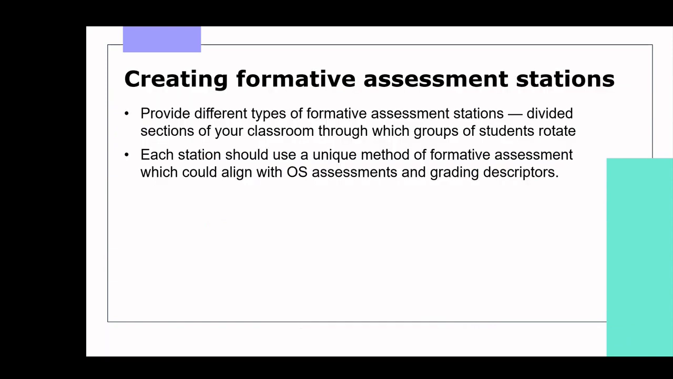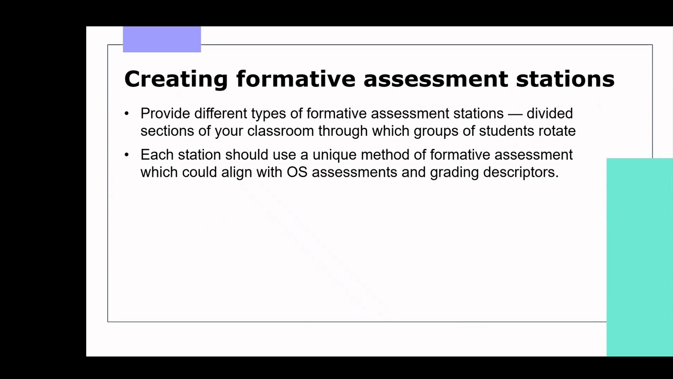So a way to do this practically can be with formative assessment stations. So with formative assessment stations, you divide your class and create different stations, maybe 4 or 5, and students rotate through them. All the stations can either be focused on one area, assessing it in different ways, or they could cover a variety of areas.